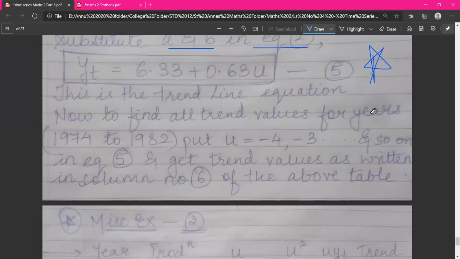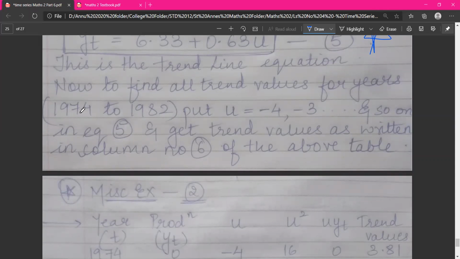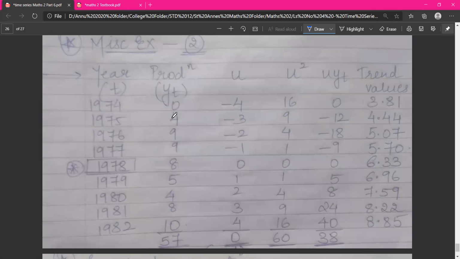So now one by one, I can put the values of U starting from the year 1974 up till 1982 and get the trend values for all the years from 1974 to 1982 and write it in column number 6 of the above table. So the table which I'll get will be somewhat like this: 3.81, 4.44, 5.07 and so on. So with this, the second sum also gets over. Here no extra prediction or estimation has been asked, so you can stop the sum till here.